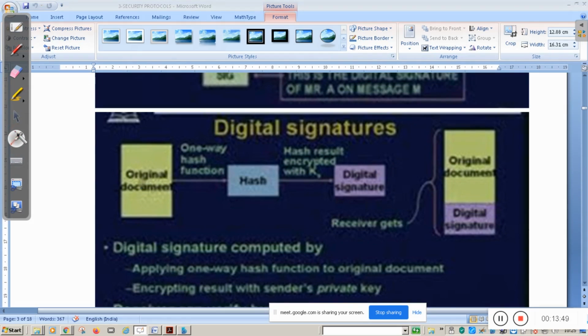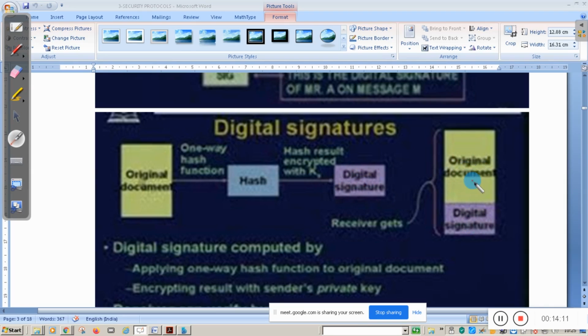So this is the original documentation. Original documentation is subjected to the hash function. Now this hash function will give some hash value. Now this hash value and the message is encrypted with the sender's private key, and that is known as a digital signature. So original documentation and digital signature.